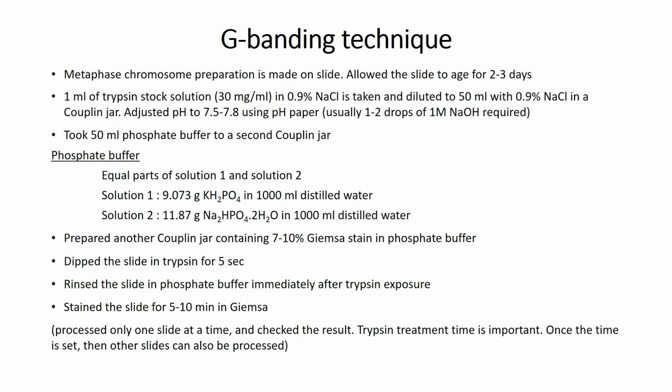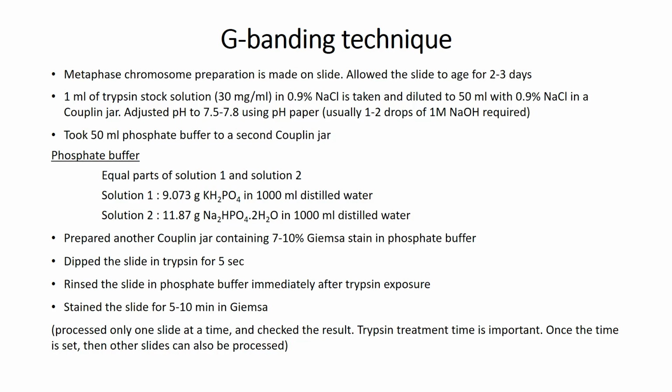In G banding, metaphase chromosome preparations are made, as we described in the previous lecture. The chromosome preparation is made on a slide. The slide is allowed to age for 2 to 3 days. Why aging? Because if the chromosomes are not so dry, when further treatment is given, the chromosomes may lose morphology, but with aging, the morphology remains better. So the metaphase chromosome preparation is done.